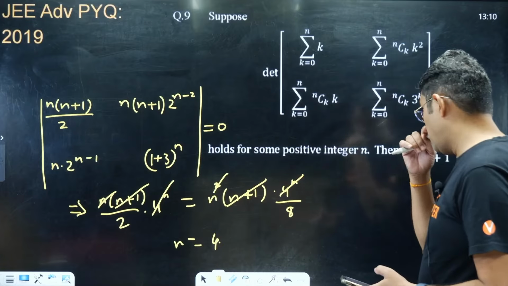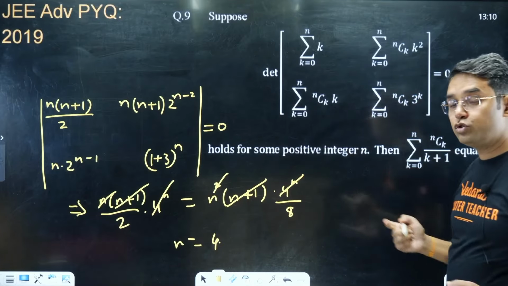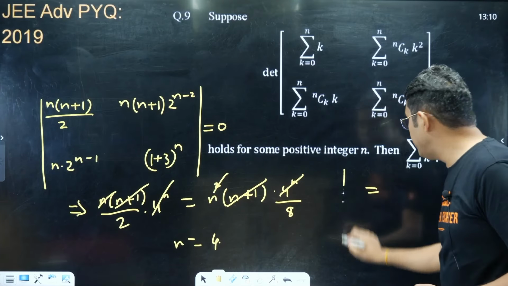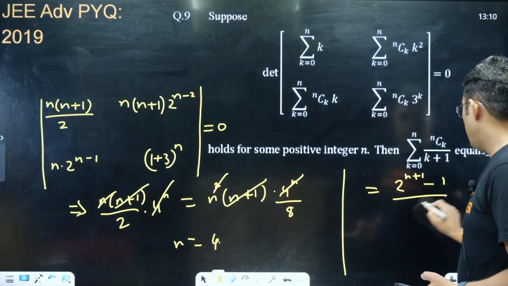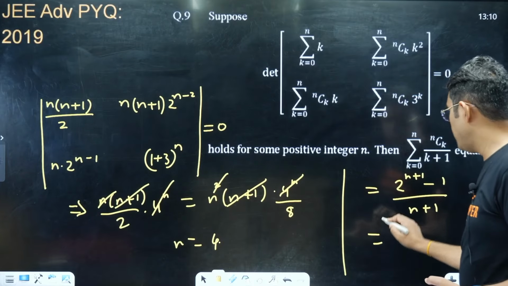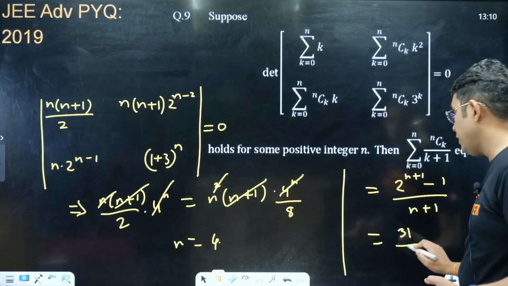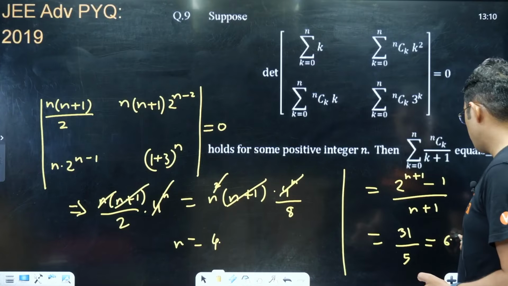Okay, n is coming out to be 4, and then they are asking nCk upon k plus 1. I think this also we did using counting twice, or you can use other method also. I think the result for this is 2 power n plus 1 minus 1 upon n plus 1. So if you put n is equal to 4, so this will be 2 power 5 32 minus 1 31 upon 5. So 6.2 is the answer of this question.